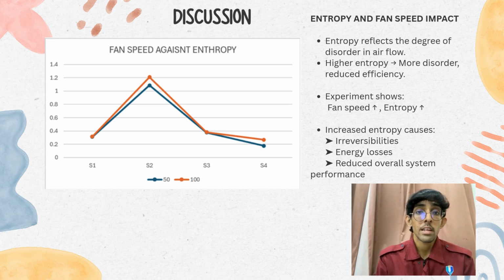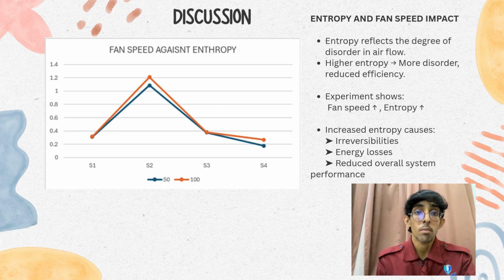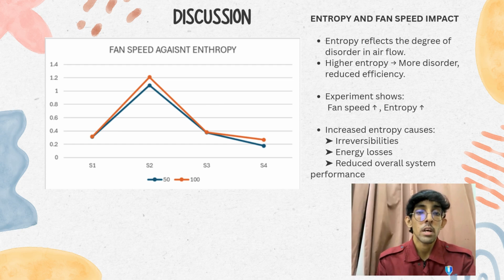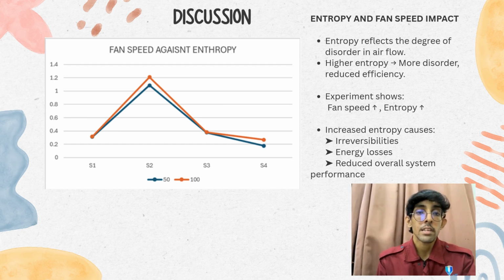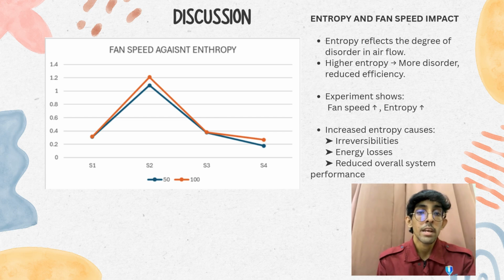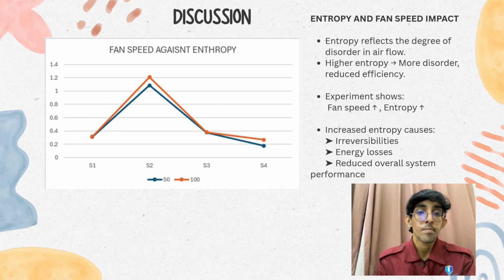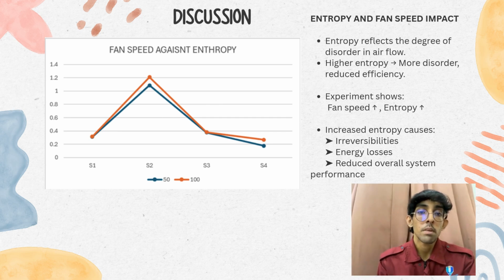Okay, so this slide discusses the impact of entropy on the air conditioning system performance. From our experiment observation, we found that as fan speed increases, the entropy of the air also increases. This rise in entropy leads to greater irreversibility in the system. In simpler terms, the system loses more energy that could otherwise be used for cooling.